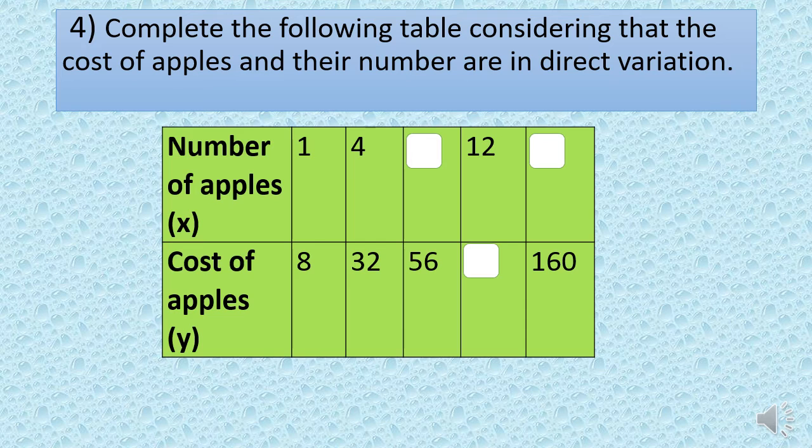Second, cost of 4 apples is 32. We have to find how many apples cost 56. Next, we have to find the cost of 12 apples, and after that we have to find how many apples we will get for 160. Okay, so I want you all to solve this, and I will just display the answers. You can recheck this. Take your time and solve the question.